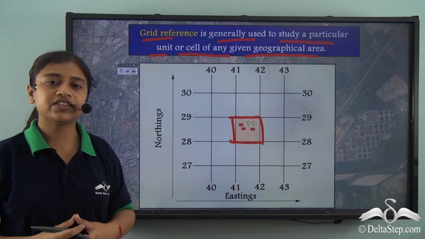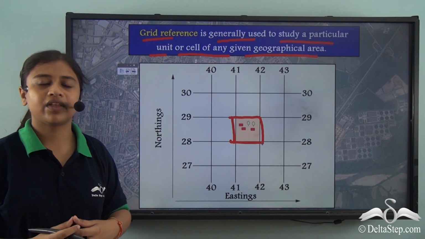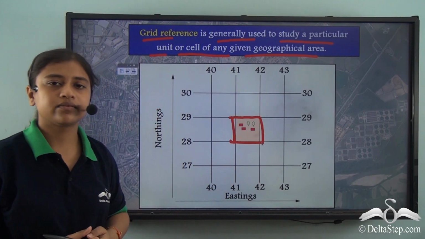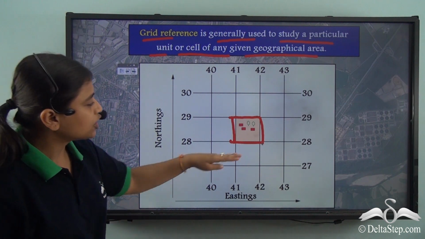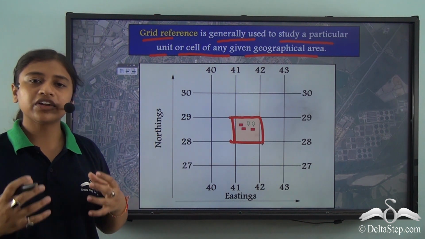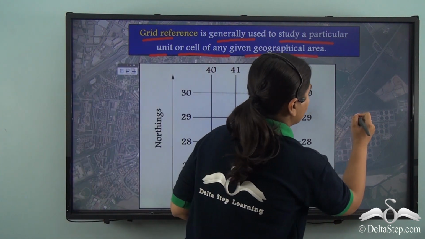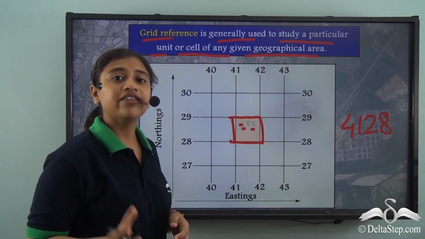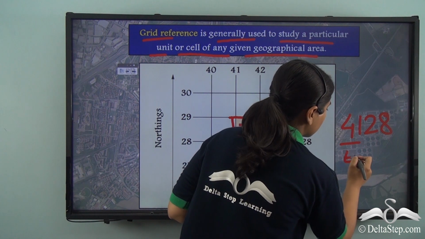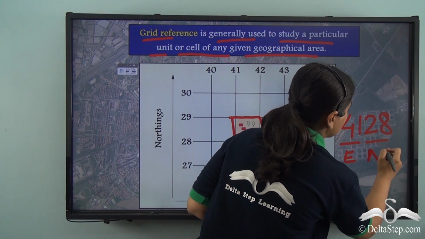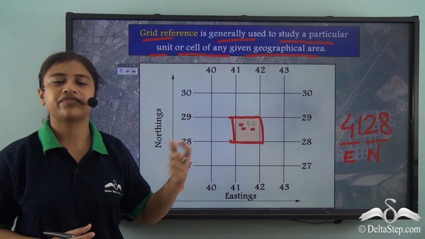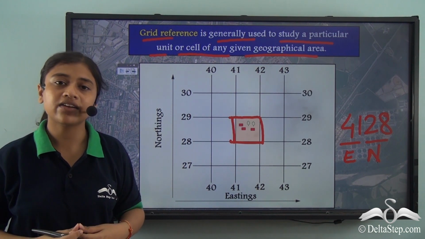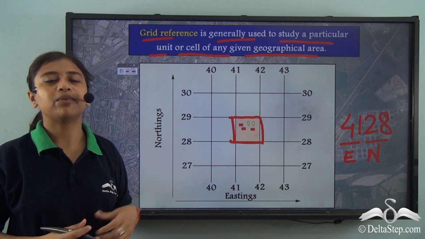Now, to write a grid reference, we always start from the easting. According to the easting, the given plot has started from 41. And for the northings, it is 28. So, the grid reference could be written as 4128, where we first write the eastings and then we write the northings. This is how any grid reference is written. So if you are asked to locate any particular thing on a given plot of area, you'd be easily able to do that with the help of grid reference.